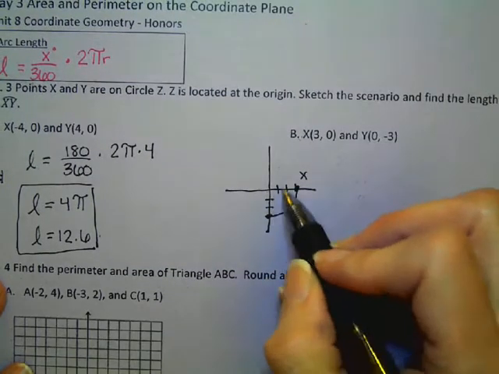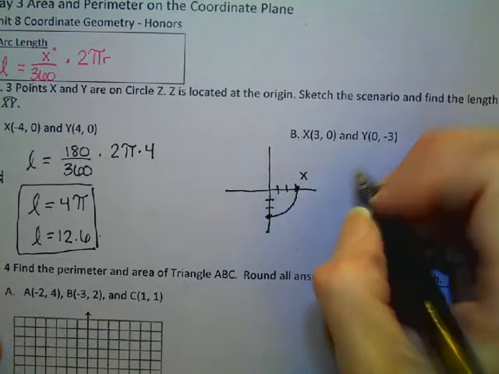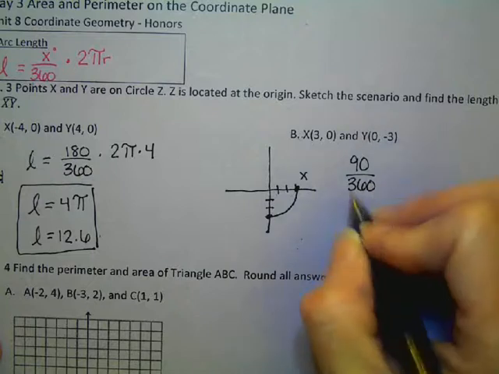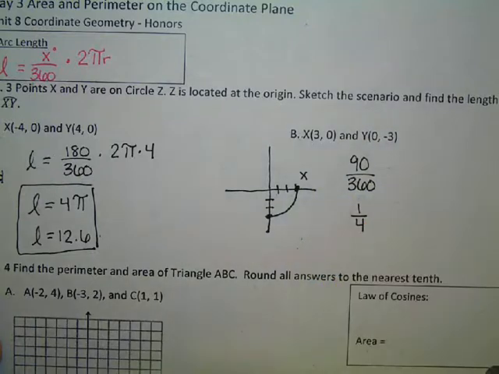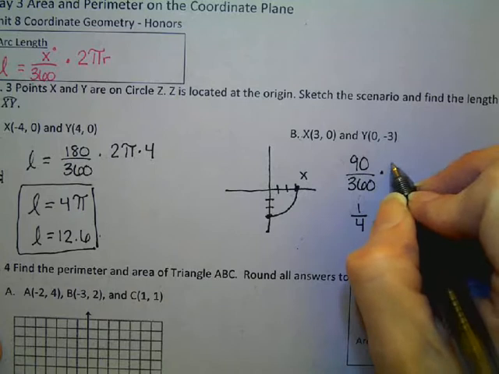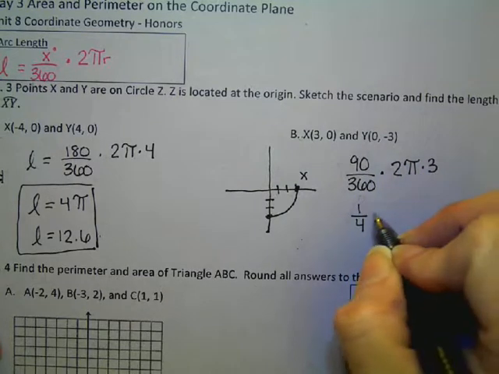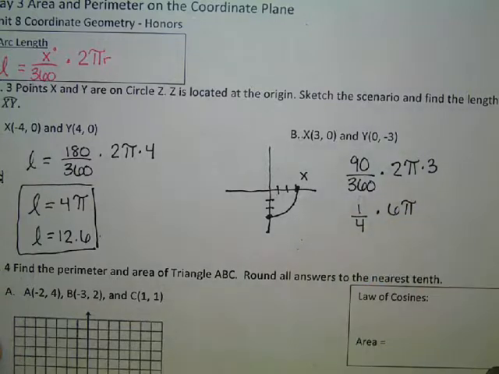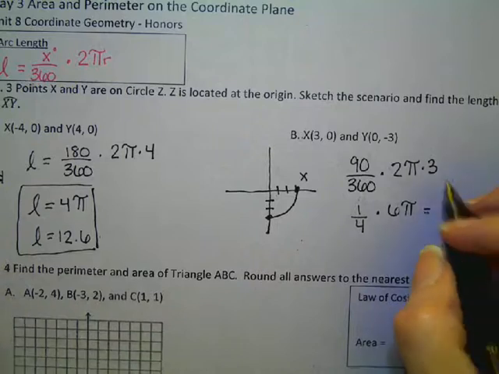So we want to figure this out. We have to decide, how many degrees do we think this angle is here? This is a right angle, so we're going to say 90 degrees over 360, which you could reduce to 1/4 of the circle, times 2 pi, and this one has a radius of 3. So 2 times 3 would be 6 pi.